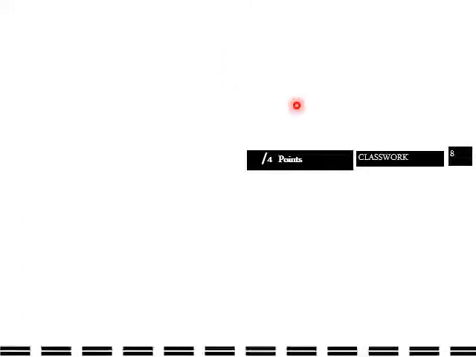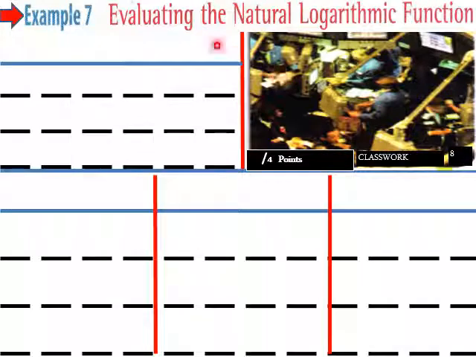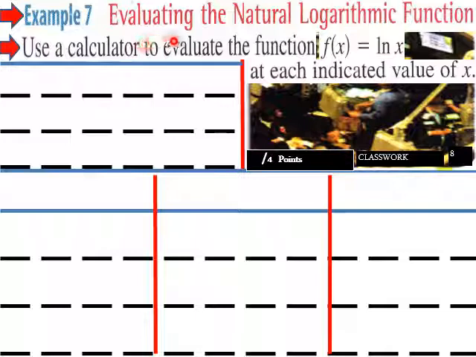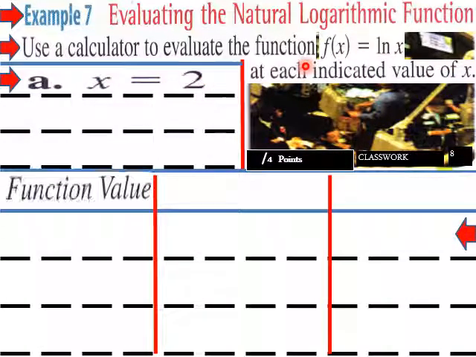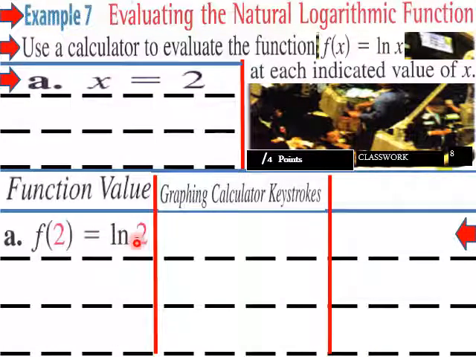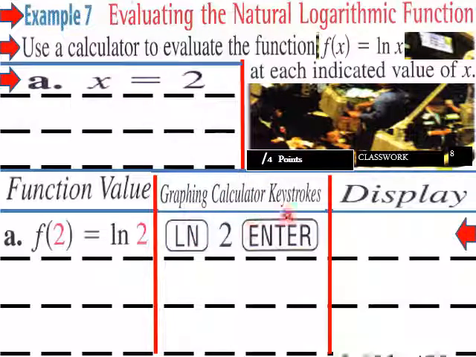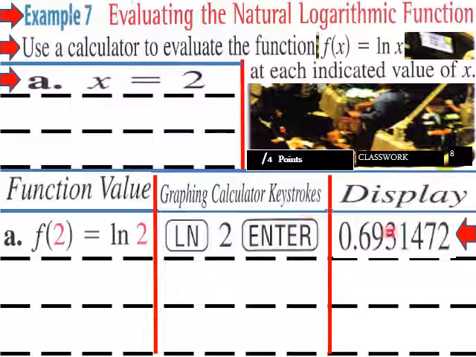Okay, going into our next example. Example 7, evaluate a natural logarithmic function. Use a calculator to evaluate the function f of x equals natural log x at each of the indicated values of x. So x equals 2. We plug that into our natural log function: f of 2 equals natural log 2. Graphing calculator strokes would be natural log 2 enter. And then our display would be this number here for natural log 2.